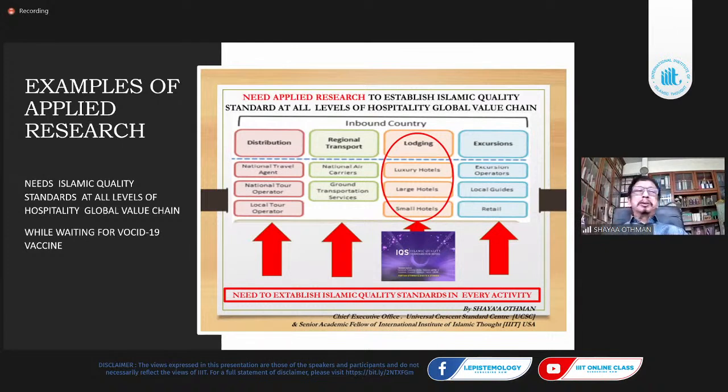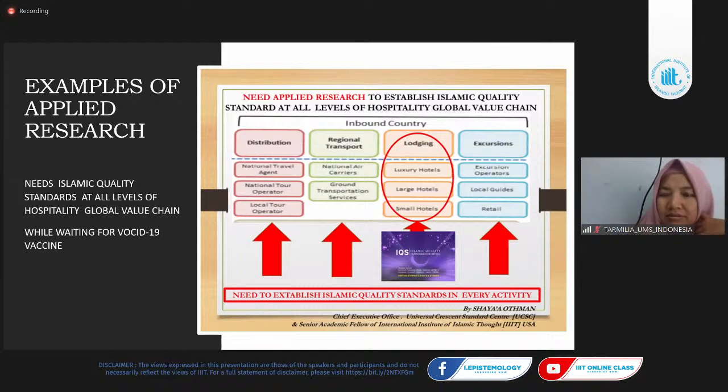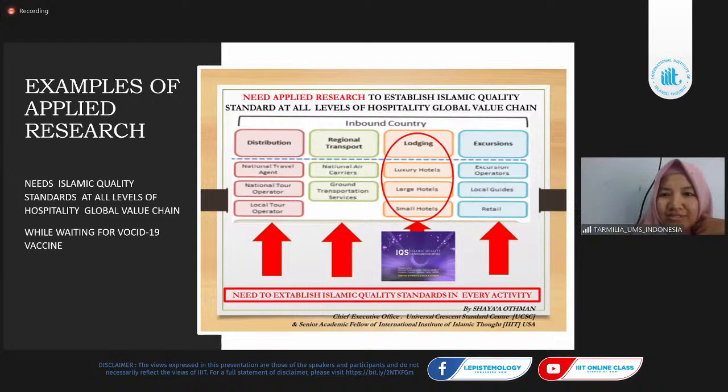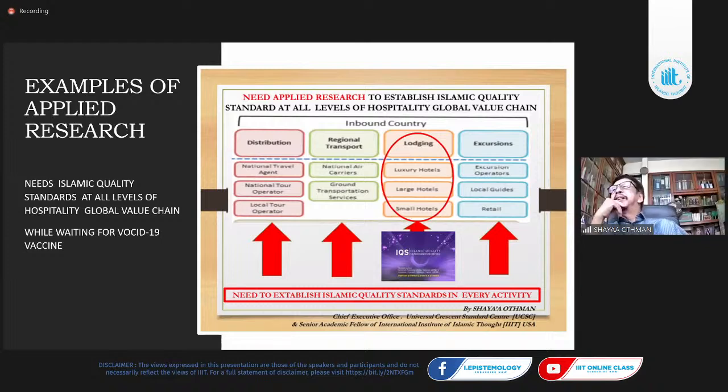So, for example, what area are you going to do research in? Psychology. Psychologist, okay. In psychology, you want to relate it with Sharia?